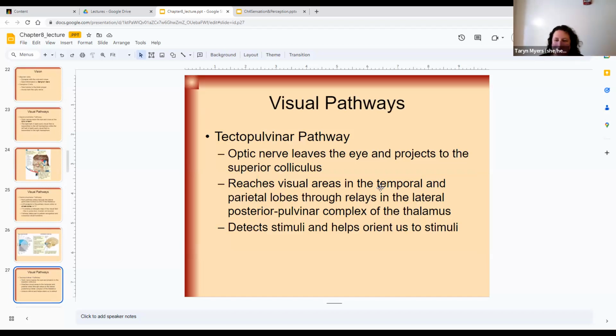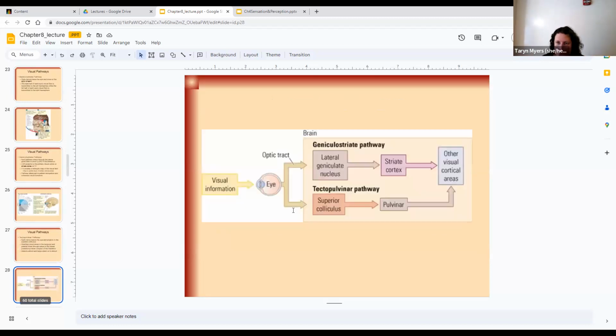And then you have the pulvinar probably pathway, where the optic nerve leaves the eye and projects to the superior colliculus. And this is in the temporal and parietal lobe. So again, vision is not just in the occipital lobe. It detects stimuli and helps us orient to the stimuli. So this may be more of that sort of like unconscious vision that they're talking about. And here you can see those two pathways taking the same information from the eye, but using it in very different ways.